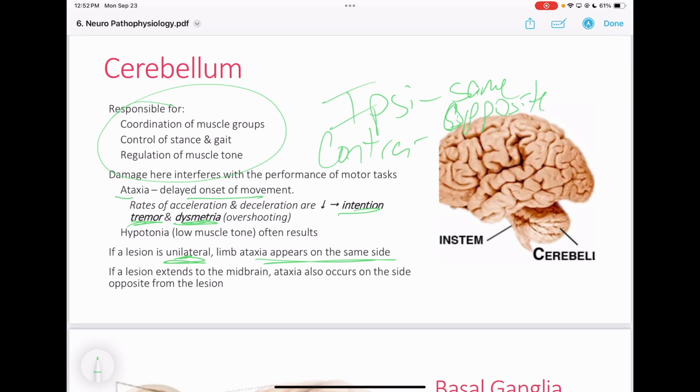Contralateral loss is the opposite side. Ipsilateral loss is the same side of the lesion. So with cerebellar dysfunction, if they have a lesion on the right side of the cerebellum, they're going to have a problem with the right side of their body with those types of movements.